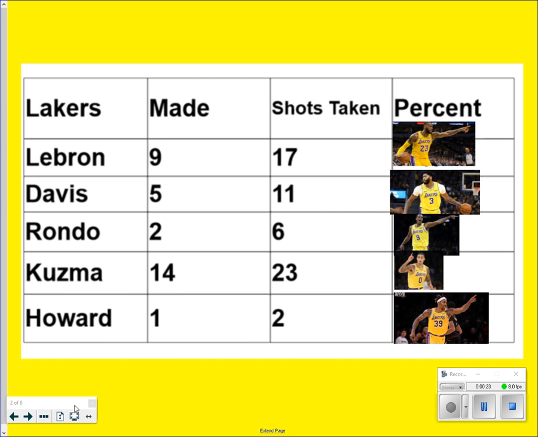So we're going to be working with the Los Angeles Lakers. They just got done winning the NBA championship this year during a COVID year. So I want you to take a look and see how we're going to do this. So LeBron James made 9 baskets.